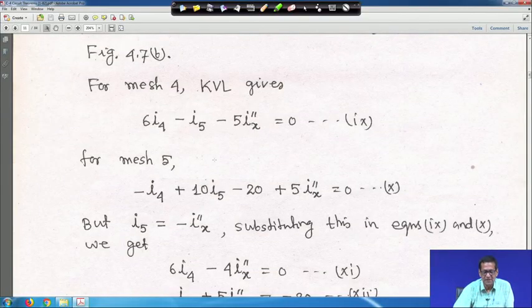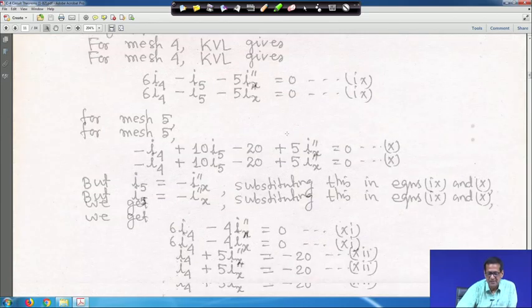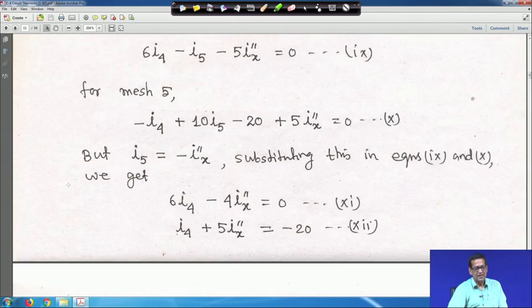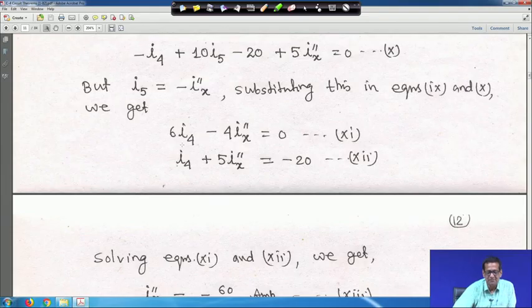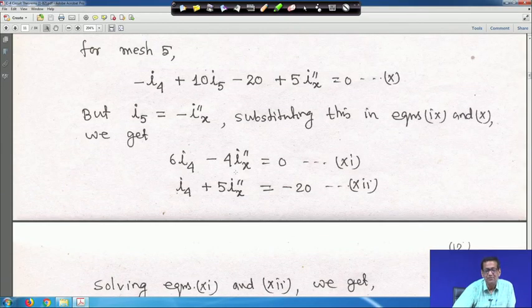So, if you do so, mesh 4 will become 6 I 4 minus I 5 minus 5 I x double dash is equal to 0. Similarly, for mesh 5 you write the equation, and look at that, mesh 5 will become I 5 is equal to minus I x double dash, because you will just see the direction upward and downward. So, substituting this in equations 9 and 10, you will get 6 I 4 minus 4 I x dash is equal to 0, and this one is equal to minus 20.